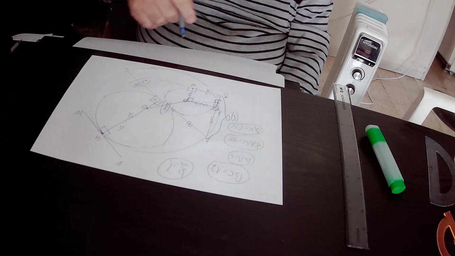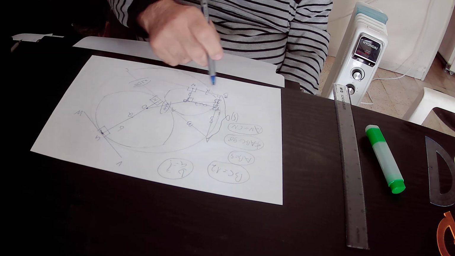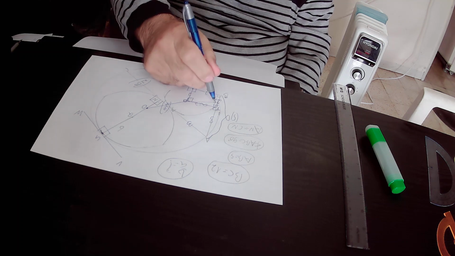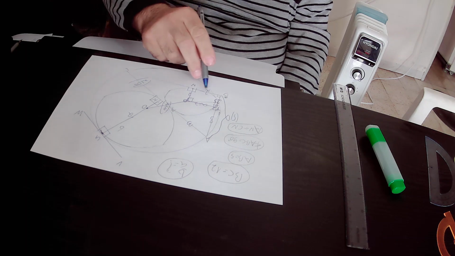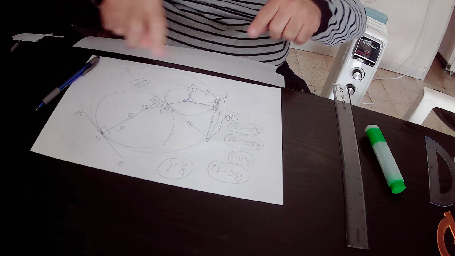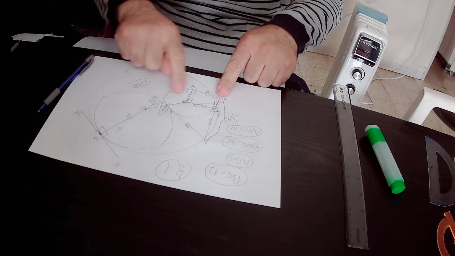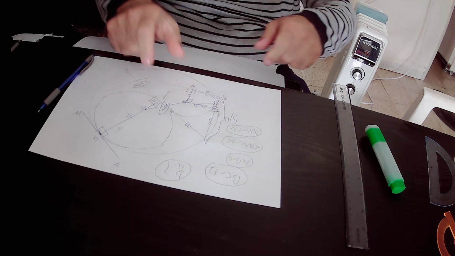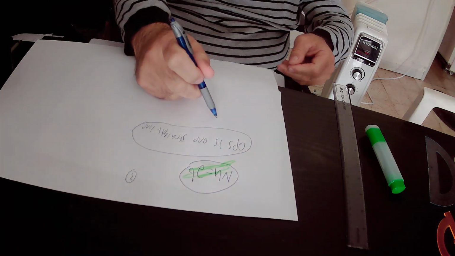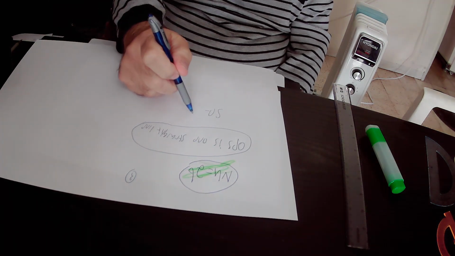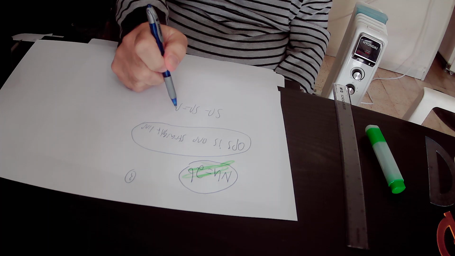So if OPS is one straight line, it means that SO minus SP equals PO. Again, SO minus SP equals PO. I'll write it down. SO minus SP equals PO.